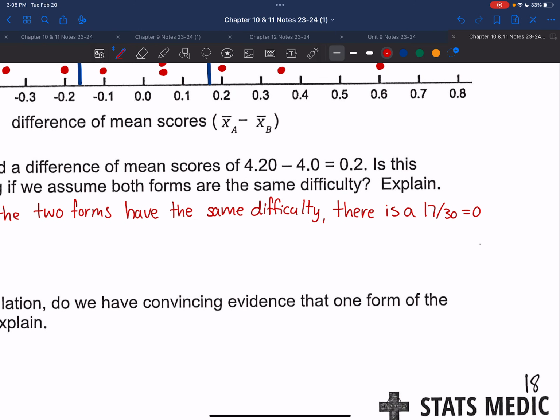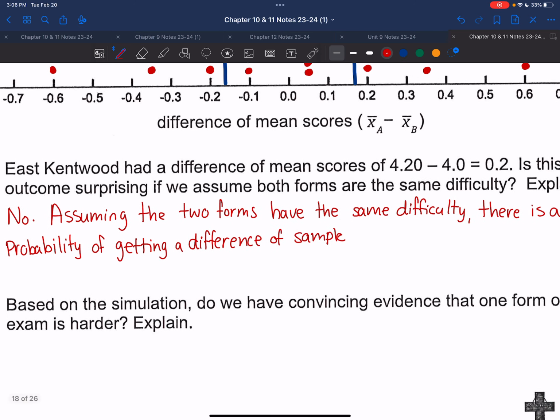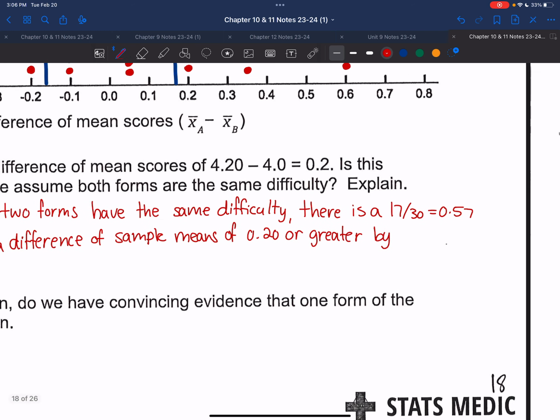or 0.57 probability of getting a difference of sample means of 0.2 or greater by random chance.